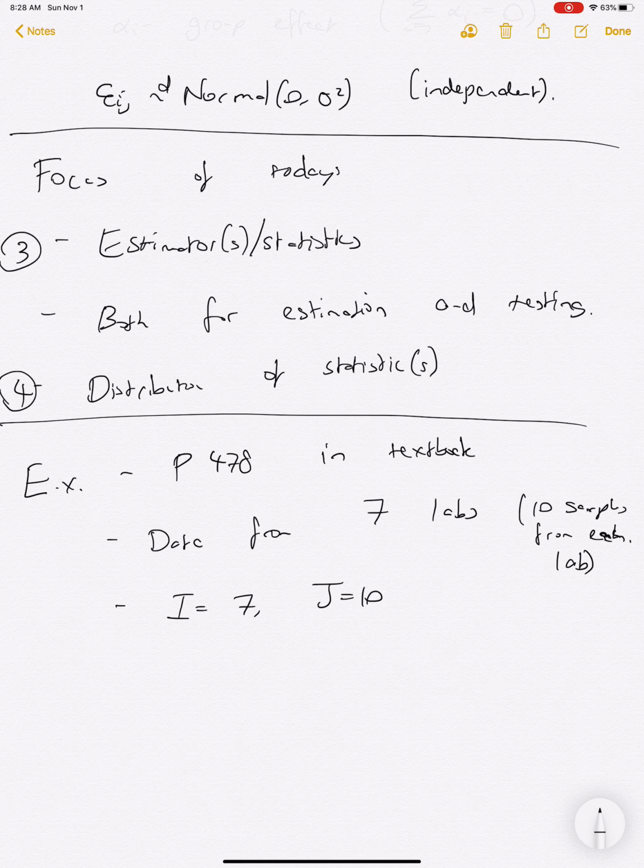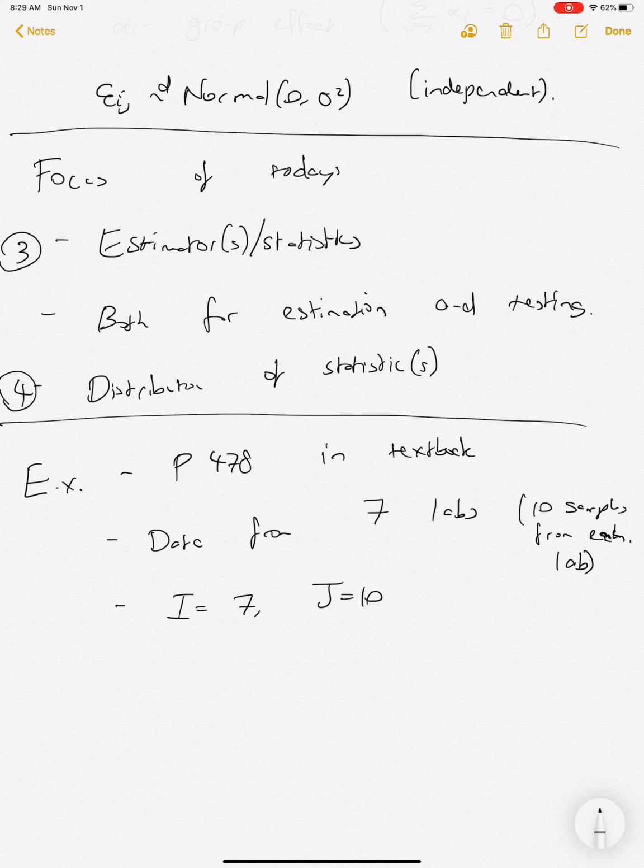The focus of today is going to be on components 3 and 4 of our statistical framework, which are the estimators or statistics. We're going to get different estimators and statistics depending on whether we're considering estimation or testing. Then we're going to look at the distribution of statistics, which, because things are nice and normally distributed, will be the normal distribution, the chi-squared, and the F.